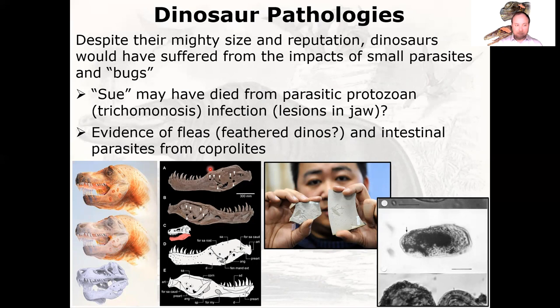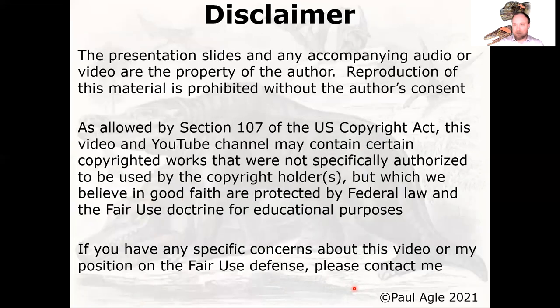And so this mighty T-Rex carnivore, the apex predator of basically all time on land, was felled by maybe this microscopic protist infection. So keep that in mind. Also evidence of very large fleas that were infesting feathered dinosaurs. And there's also evidence of intestinal parasites from the coprolites. So dinosaurs lived very similar lifestyles to a lot of organisms today, and they probably died in ways that modern animals die today. That's all we got time for today.